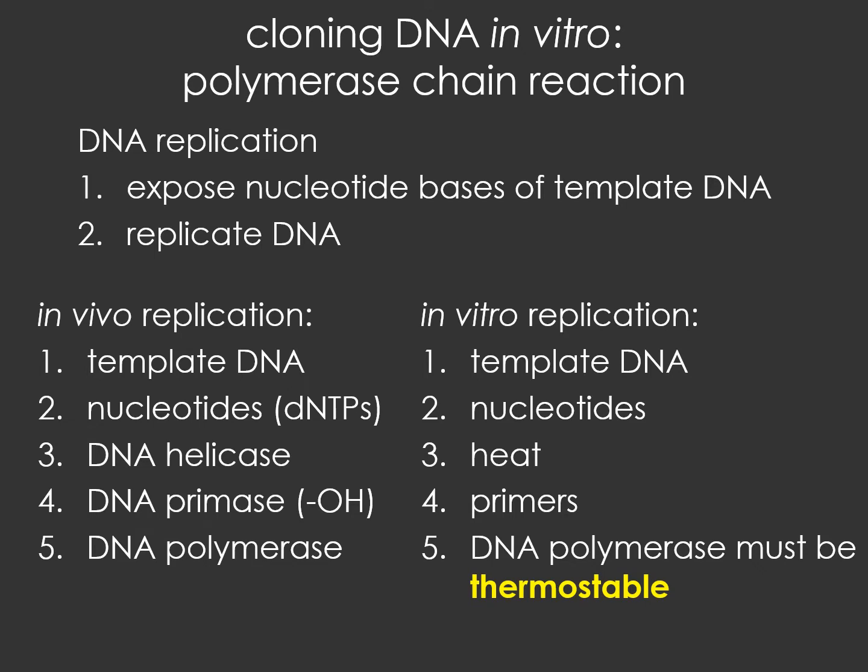So if you want to make this process happen in vitro, you've got to figure out a way to mimic these natural conditions. So first, you'll need a template piece of DNA, which can be any piece of DNA that you choose. You need nucleotides to create the new piece of DNA. In order to not have to use DNA helicase, you can instead use heat to denature the DNA to single strands, and you can use short primers instead of DNA primase in order to direct the synthesis of DNA to the portion of that genome that you would like to create copies of.